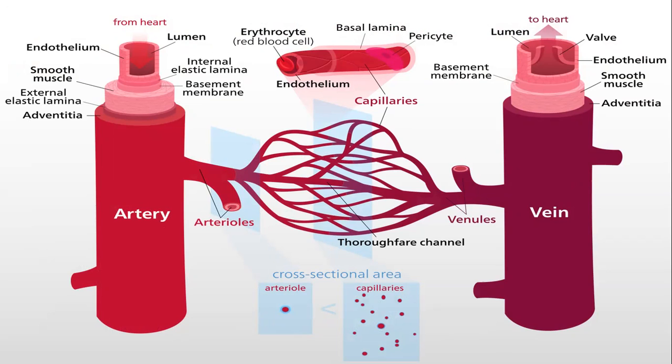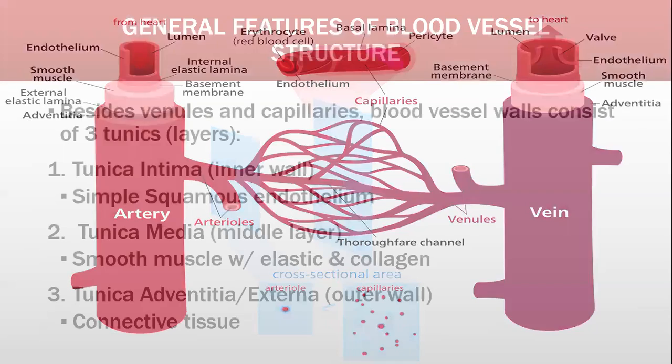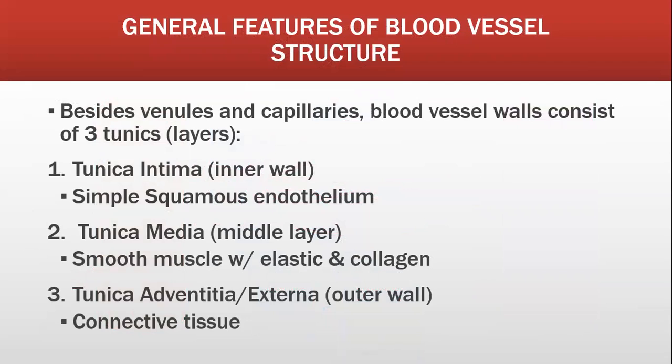Then for our vein, it doesn't have the elastic lamina, but it has an endothelium and adventitia, same with artery. Then our capillaries contain endothelium, basal lamina, and it is smaller. So the branches of arterioles and the venules make the capillaries. Yan. So, general features of the blood vessel structure.